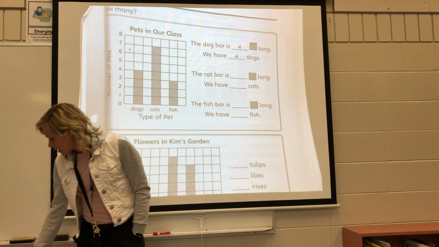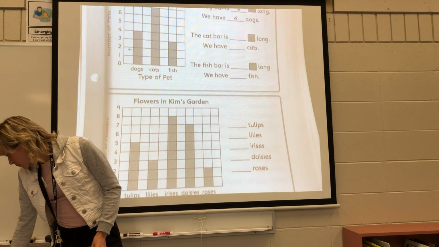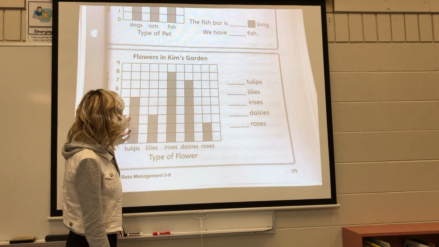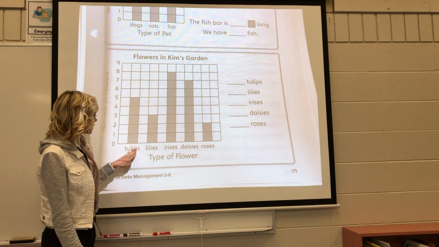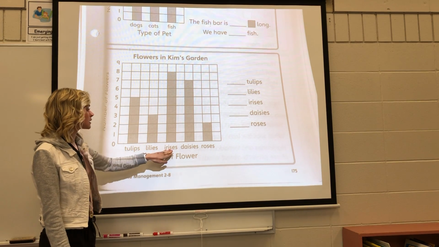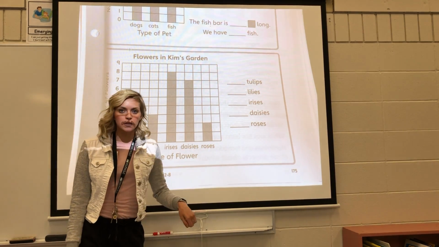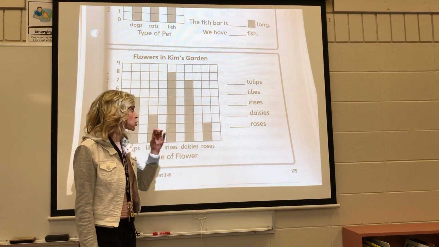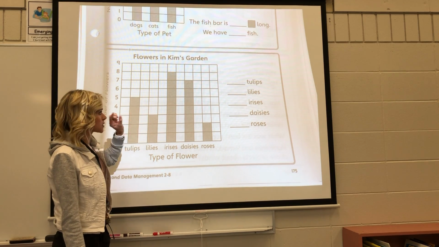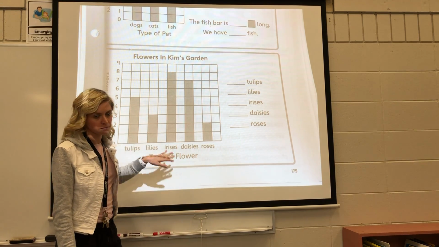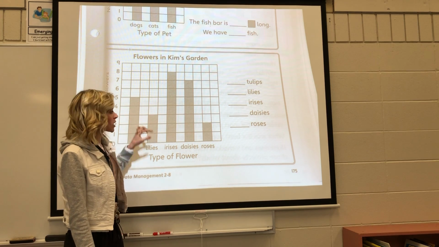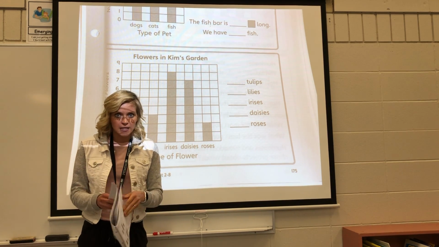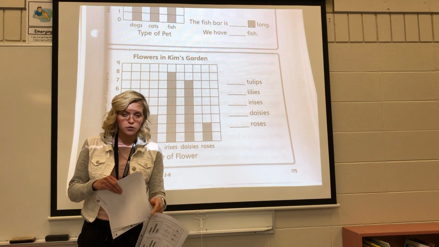All right, let's go over the other one together. Actually, I'll let you guys do this one. So in this bottom one, your job is to just count up how many each bar has. So how many tulips, lilies, irises, daisies, and roses there are, and write the numbers on the side. So you're counting each square. Each square represents 1 of that type. So instead of pictures, you're just shading in the boxes. All right? You'll have to do that page for today's math lesson.